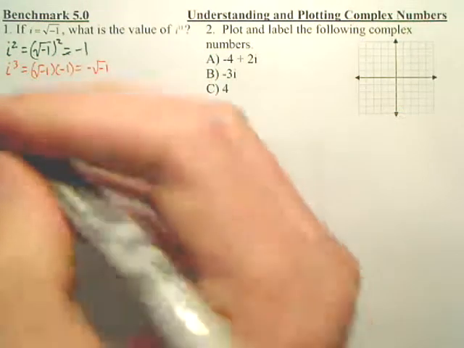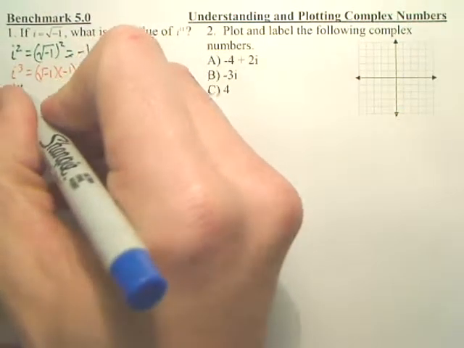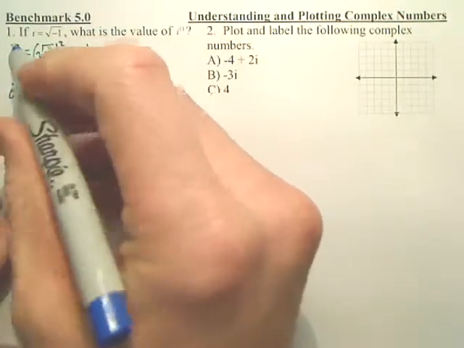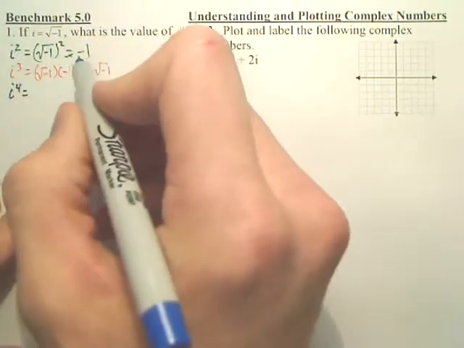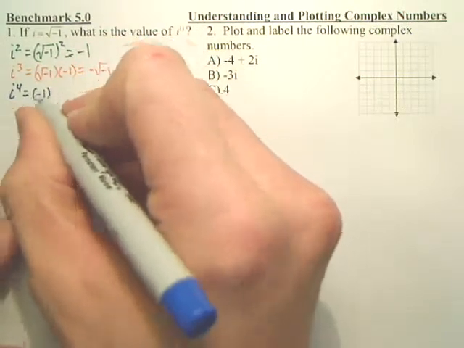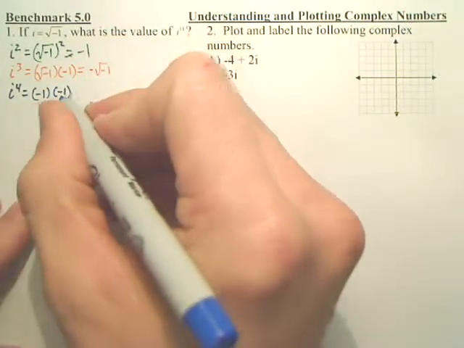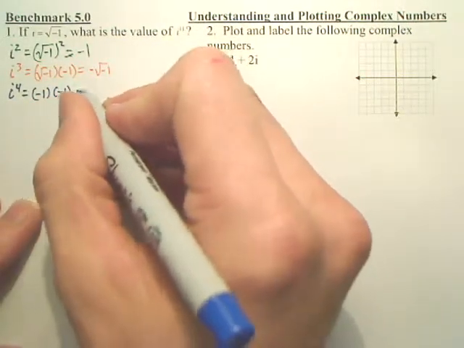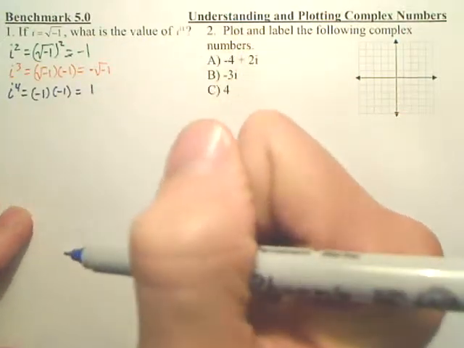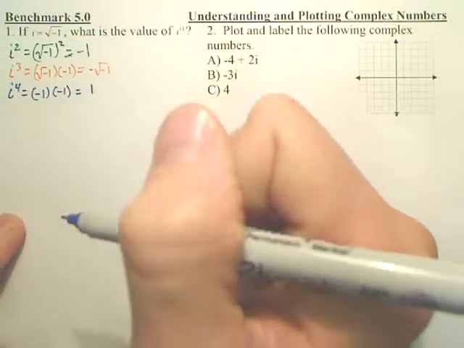Okay. i to the fourth, isn't that just i squared times i squared? Isn't that just negative 1 times negative 1? It gives me 1. Okay.